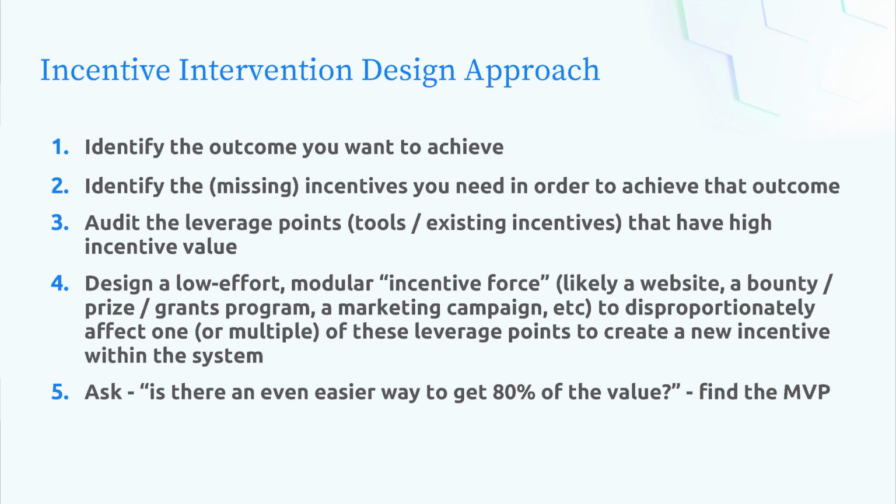So at a very high level, a rough MVP of this design approach would be to identify the outcome, identify the missing incentives, audit the incentives you do already have, create a low-cost incentive force that you want to add within the system, and then ask, is there a faster, easier way for me to do that, and iterate on your proposed incentive force until you have an MVP iterative experiment you can run in order to try and move the market, move the set of incentives that you care about in order to better align them with desired outcomes.